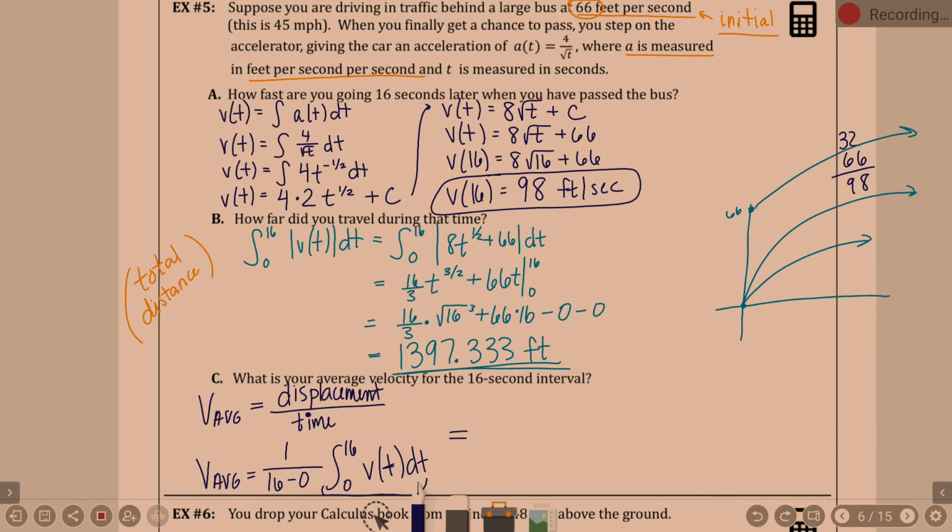So either way, it's 1/16 times 1,397.333. What's the calculator tell us? 87.333 feet per second.